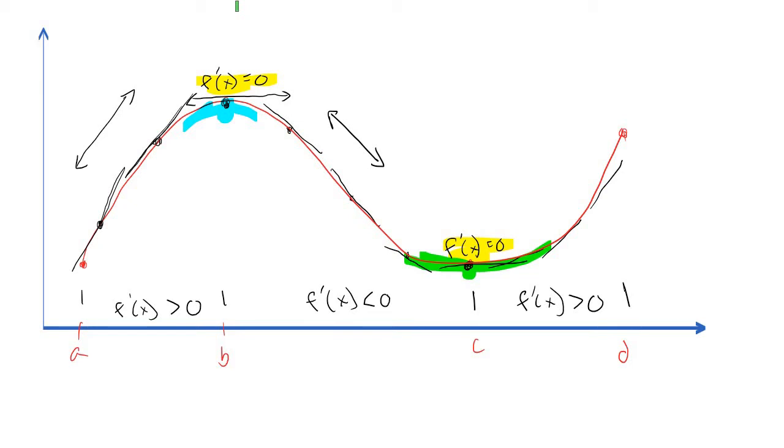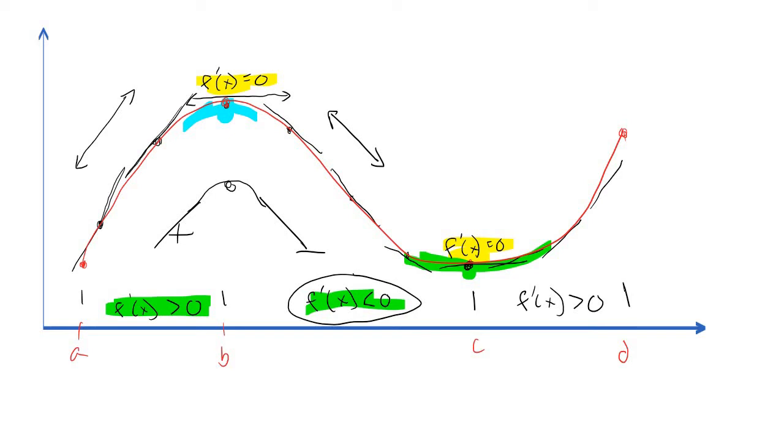If to the left of our critical point we have a derivative that is positive, and then to the right of our critical point we have a derivative that is negative, in other words, we're going from positive or increasing slope to negative or decreasing slope, then this point must be a maximum. If to the left of our critical point we have a negative derivative, and then to the right of the critical point we have a positive derivative, negative and then positive, then we have a minimum point.